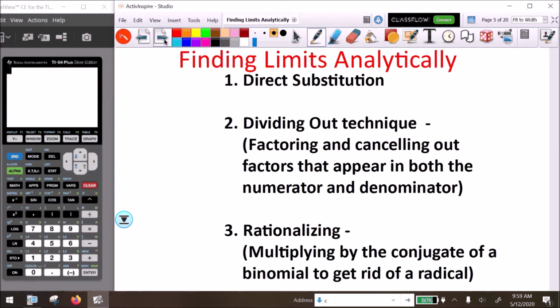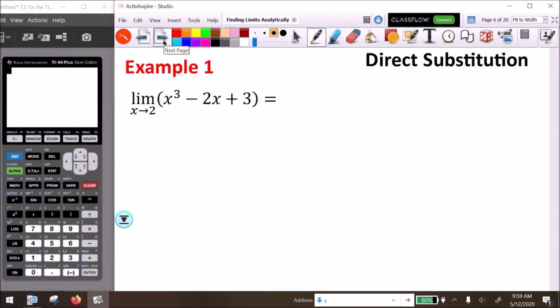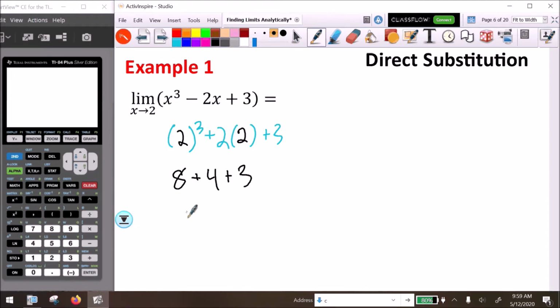So let's get started. Here's an easy one where we're just going to use direct substitution. Find the limit of the function x cubed minus 2x plus 3 as x approaches 2. Well, since this is a continuous function, we can simply replace x with 2. Just going to evaluate this function by substituting x with a 2. And I get 8 plus 4 plus 3, which is 12 plus 3, which is 15. So the limit of the function x cubed minus 2x plus 3 as x approaches 2 is equal to 15.